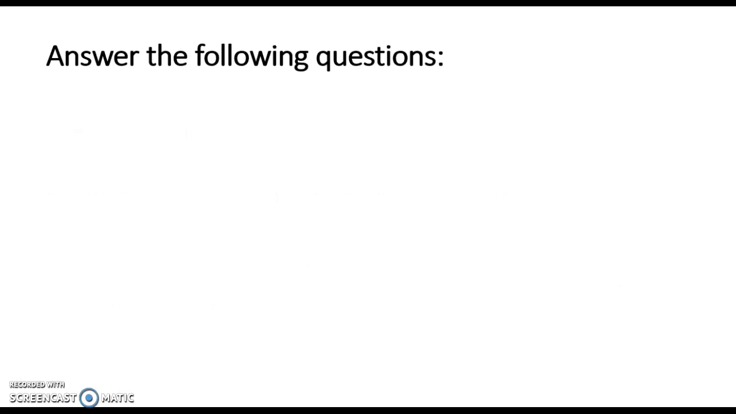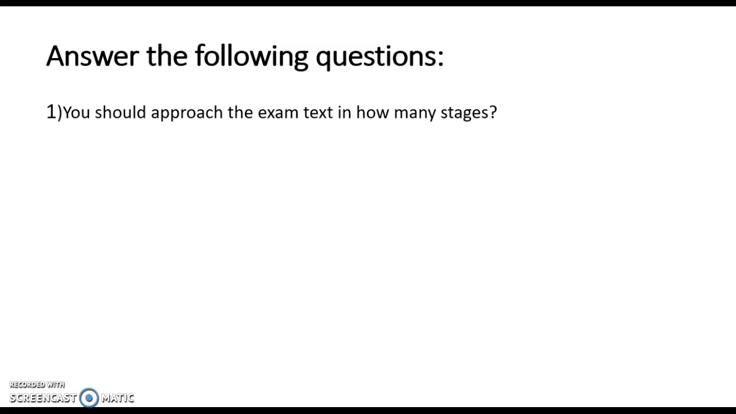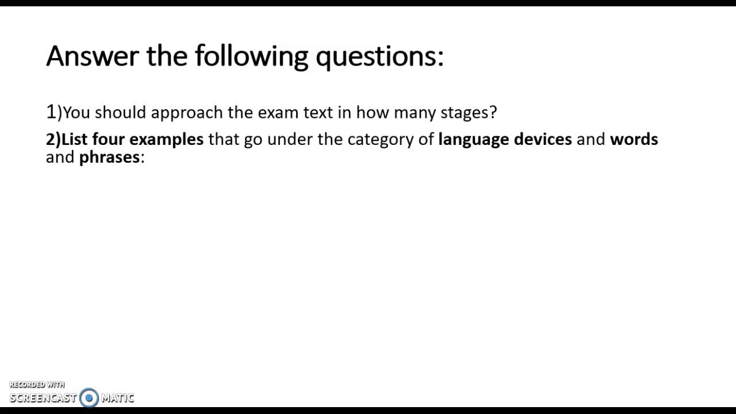Now you're going to answer these following questions on your worksheet, which should have been sent to you via email. Number 1. You should approach the exam text in how many stages? Number 2. List 4 examples that go under the category of language devices and words and phrases. Number 3. Sentences and punctuation are in which category?